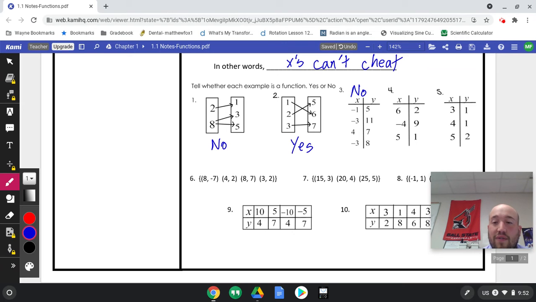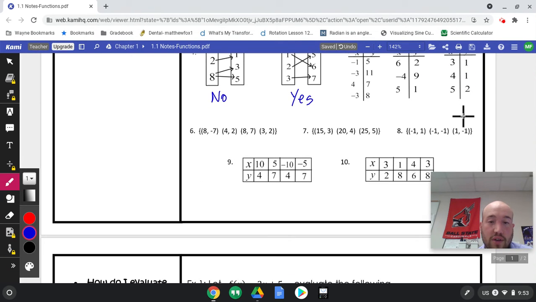6, -4, and 5. We're good on that, so yes. Now over here, 3, 4, 5, 1, and 1. They're both talking to 1. That's okay. All we care about is our x's can't cheat. The y's can do what they want. So 3 is talking to 1, 4 is also talking to 1, but we're good. So yes, this is a function. Now it would not be called 1-to-1. In order for it to be a 1-to-1, the y's also have to be not cheating, but we're good.